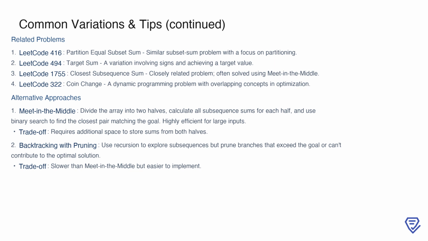Now, let's consider some alternative approaches. One highly effective method is meet in the middle. Here, you split the array into two halves, calculate all possible subsequence sums for each half, and then use binary search to find the pair of sums that comes closest to the goal. This method is incredibly efficient for large inputs, but it does require additional space to store sums from both halves. Another option is backtracking with pruning, where you use recursion to explore subsequences but eliminate branches that exceed the goal or can't contribute to the optimal solution. While this approach is slower than meet in the middle, it's often easier to implement.